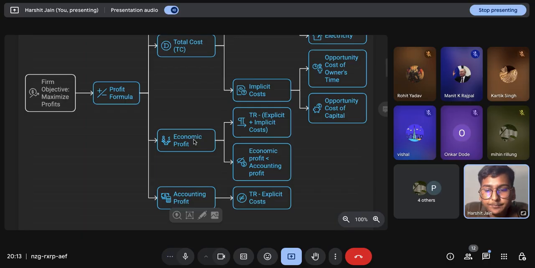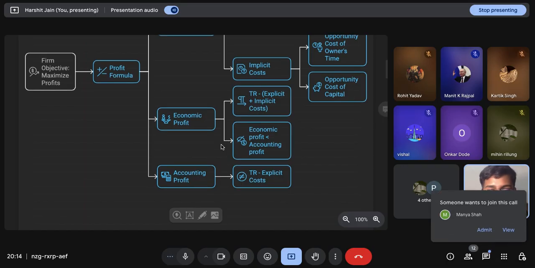And there is another profit, economic profit. Economic profit is total revenue minus both the explicit cost and the implicit cost. Economic profit is usually less than accounting profit because it includes opportunity cost.